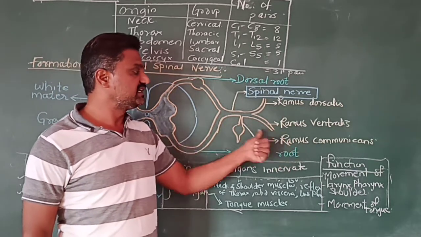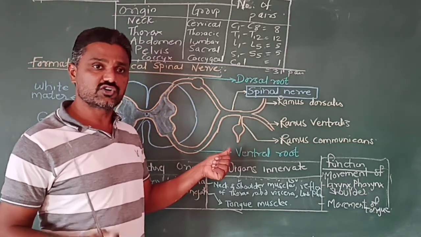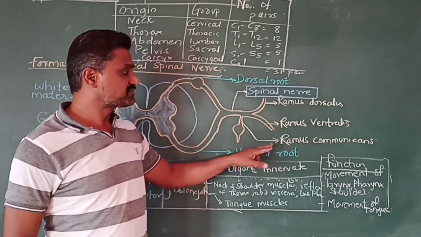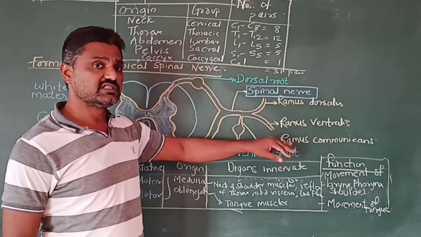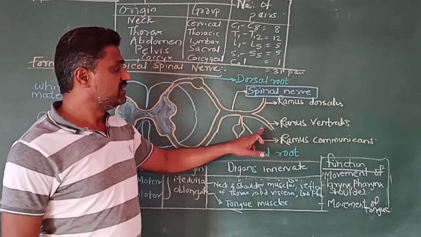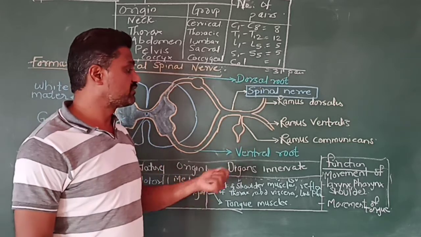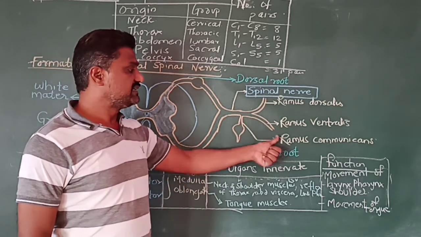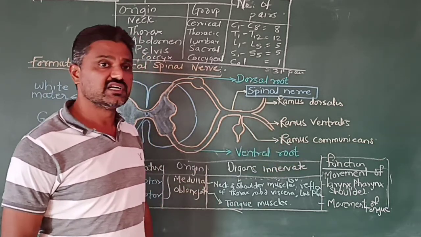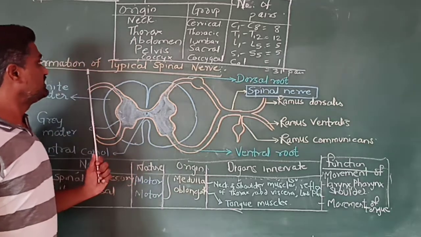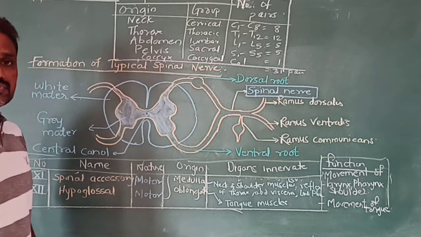And the third branch is connected to the sympathetic ganglion of the autonomic nervous system, from the first thoracic up to the third lumbar vertebra. This is the shortest of all 3 branches, and it is termed the ramus communicans. So this is how the formation of a typical spinal nerve takes place. That's all. Thank you.